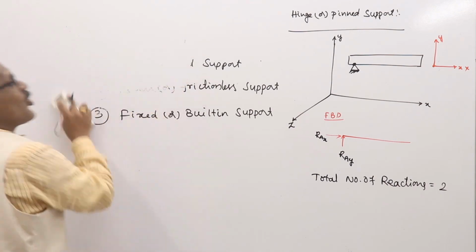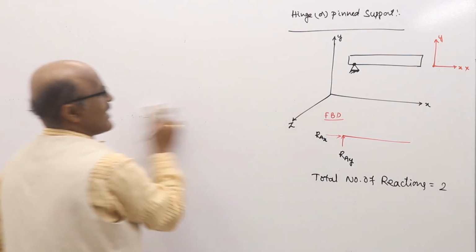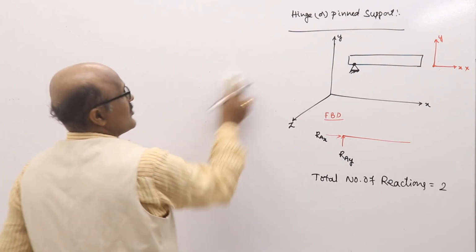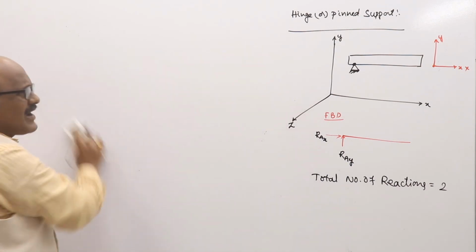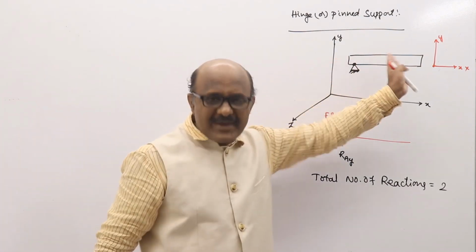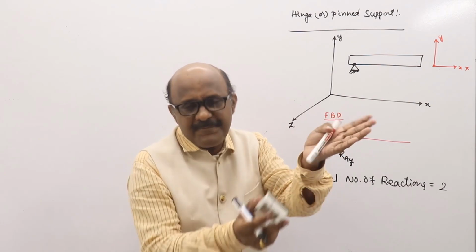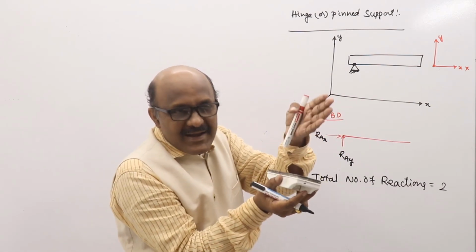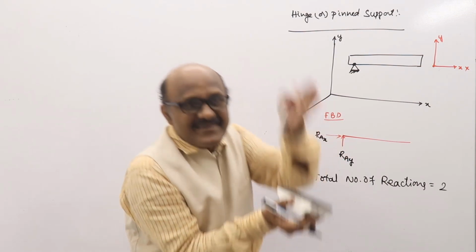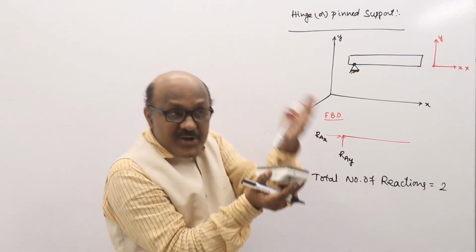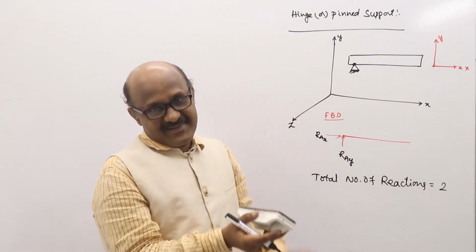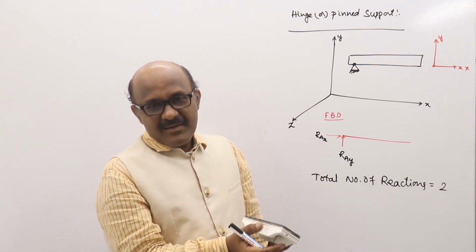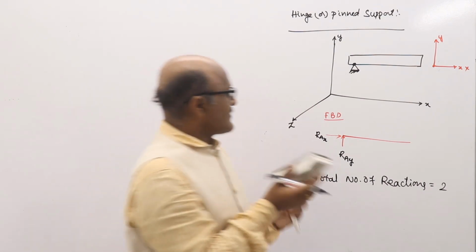Next one is roller or frictionless support, my dear student. What are the examples for this? There is a laptop. The laptop hinge is there. See, the monitor doesn't move in the x direction, doesn't move in the y direction, but it can rotate like this about that axis direction. Yes or no? That is an example here.